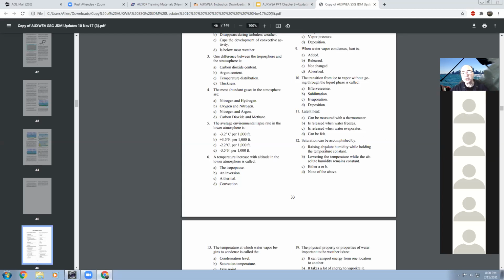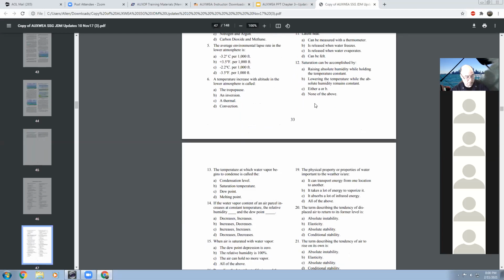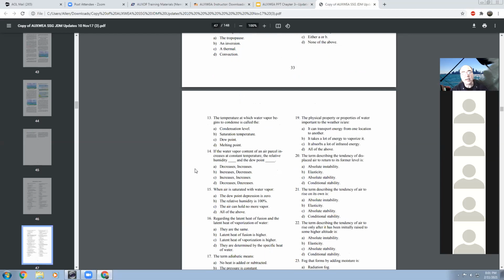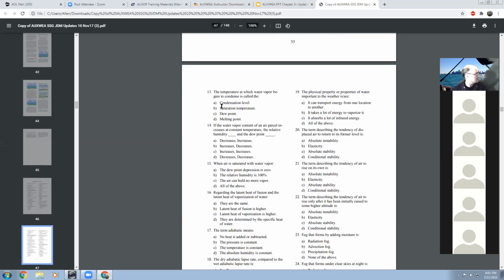Number 12, saturation can be accomplished by? C, either A or B. A or B. Yeah, this is one of the tougher questions. Good job. 13, Alejandro, the temperature at which water vapor begins to condense is called the? The dew point. The dew point.